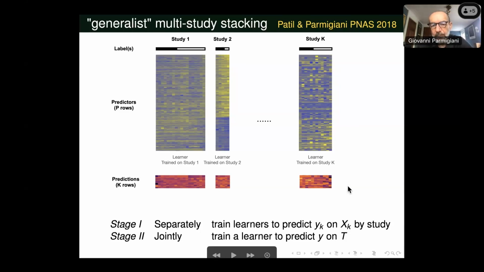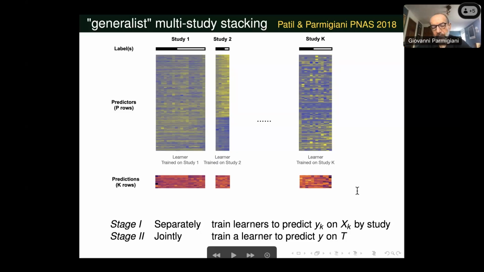the K red matrices. So stage 1 is to separately train the learner, and now stage 2 is to merge the red matrices and the labels into one and train a learner to predict Y based on the red stuff. And that is essentially a stacking procedure, but we call it multi-study stacking because of this stratification by study. It has a small amount of data reuse, not a lot, and it mostly rewards rows that will do well even though they're trained in one study when they're faced with the merged data set.